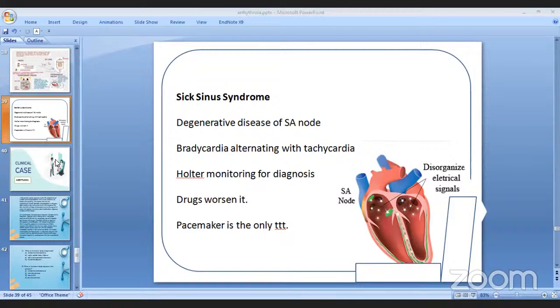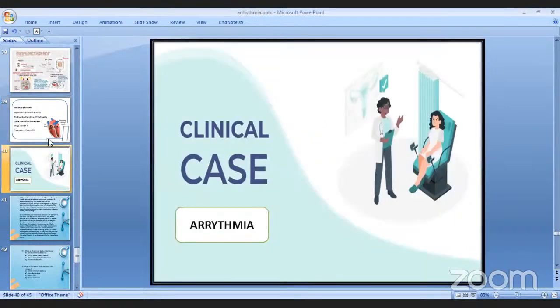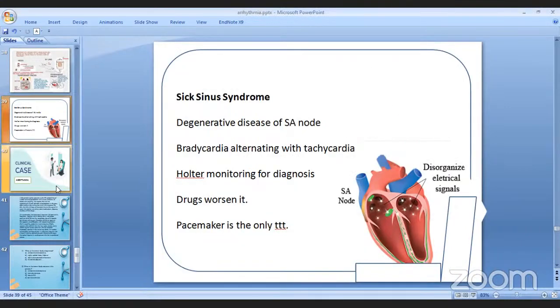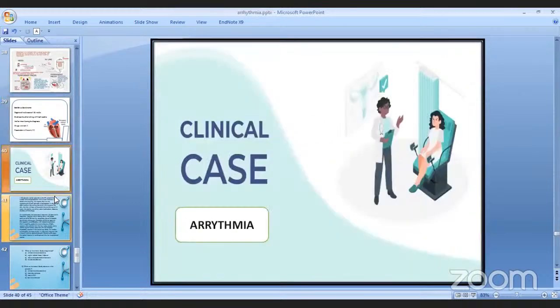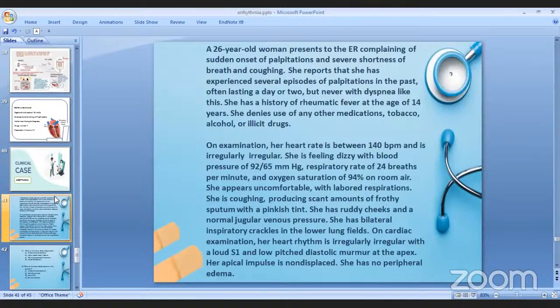Okay, now let's talk about the cases. We finished with our topics. Arrhythmia is finished. Now we'll talk about the cases. So, okay, let's start. A 26-year-old woman, follow with me. Just follow with me on this case scenario, full part two.